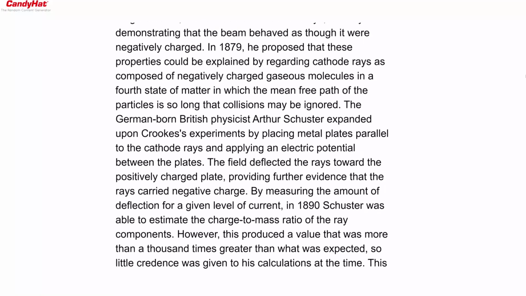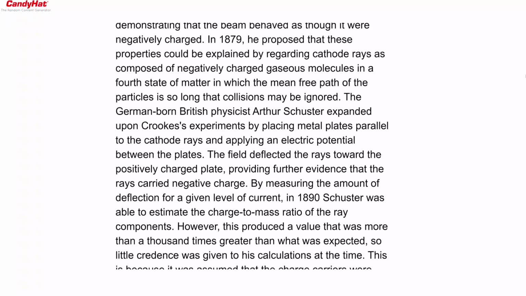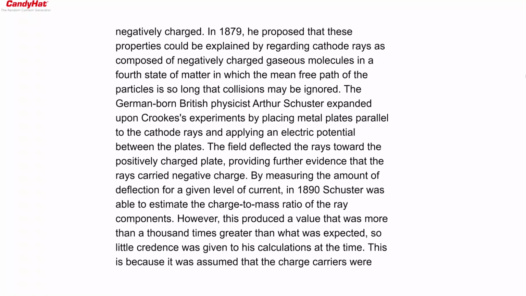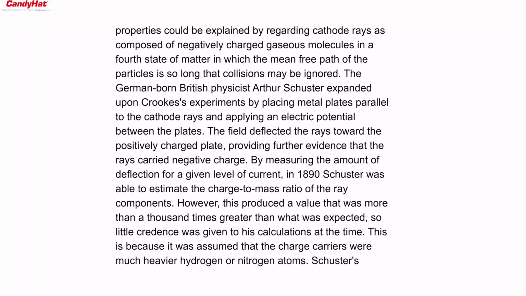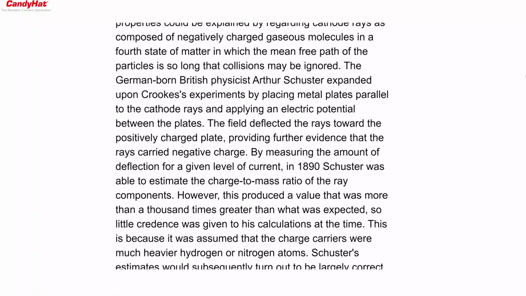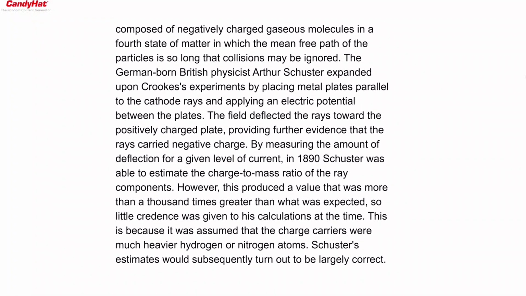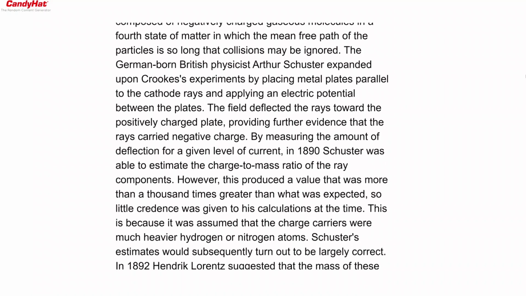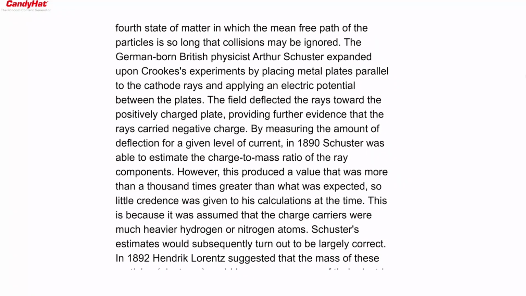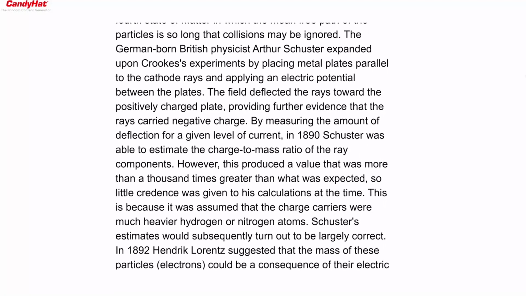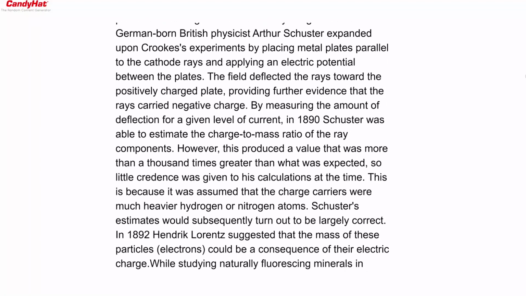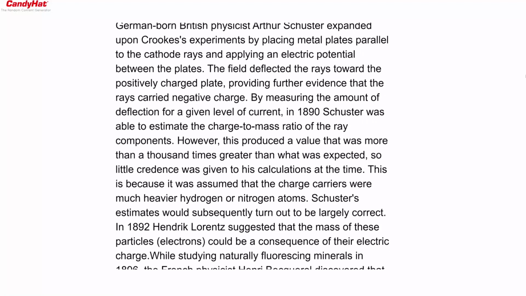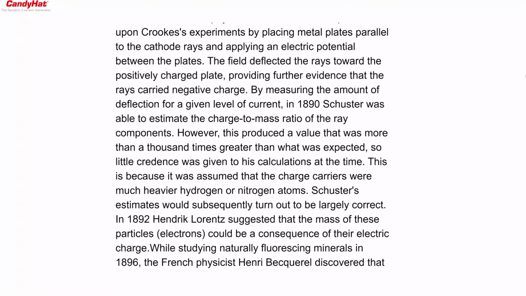However, this produced a value that was more than 1,000 times greater than what was expected, so little credence was given to his calculations at the time. This is because it was assumed that the charge carriers were much heavier hydrogen or nitrogen atoms. Schuster's estimates would subsequently turn out to be largely correct. In 1892, Hendrik Lorentz suggested that the mass of these particles, electrons, could be a consequence of their electric charge.